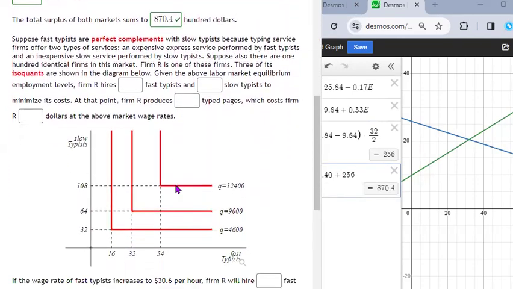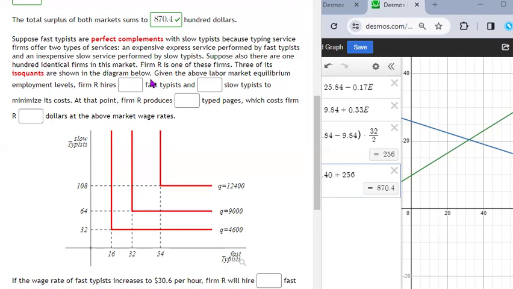Now, suppose fast typists are perfect complements with slow typists, because typing service firms offer 2 types of services. They offer an expensive express service performed by fast typists and inexpensive slow service performed by slow typists. Suppose also there are 100 identical firms in this market. Firm R is one of these firms. 3 of its isoquants are shown below in the diagram. Now, there's infinite many of these isoquants, right? I'm just showing you 3 of them.